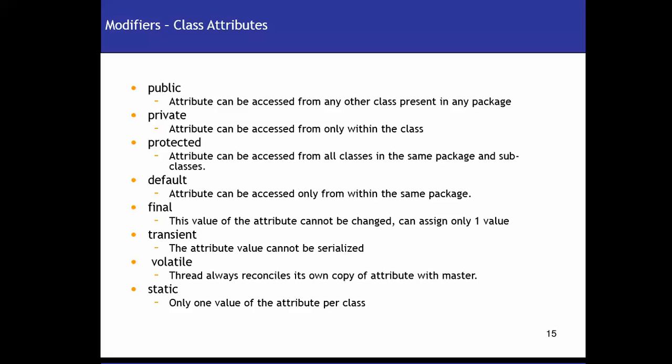Next, protected. When you make an attribute protected, the attribute can be accessed from all classes in the same package and from subclasses. So from the same package, you will be able to access that attribute. What's the difference between protected and private? For private, the scope of the variable is only that particular class, whereas with protected you can access it in the same package and also from subclasses.